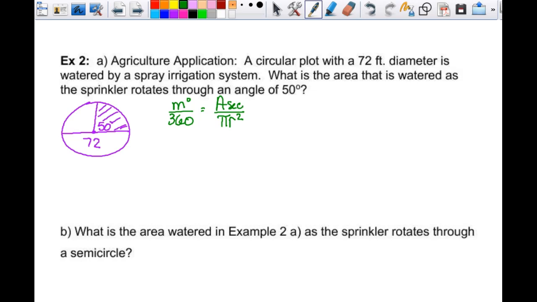Okay. So I've got to go and find the area of the circle. That's going to be pi r squared, which is pi times what? 72 squared? 36 squared, because r is 36. Right? So 36 squared, anybody just know what that is? No. What is it?